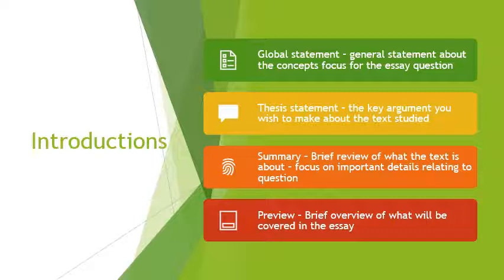It should focus on an important detail relating to the text that is important in regards to what the question is asking. So again, if you have a question on context, you might give some contextual information around the novel. If the essay question is asking you about voice, you might clearly identify who the main character is that you're going to be focusing on in regards to voice. In your preview sentence, this is where you give a very brief overview of what you'll be covering in the essay. So you might find that you are not obviously previewing everything you're going to talk about, but you might briefly overview a few key points that you wish to draw attention to.